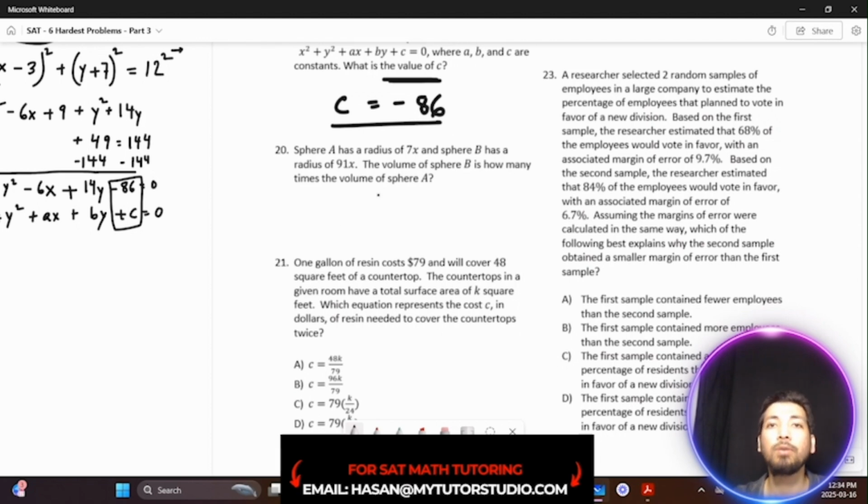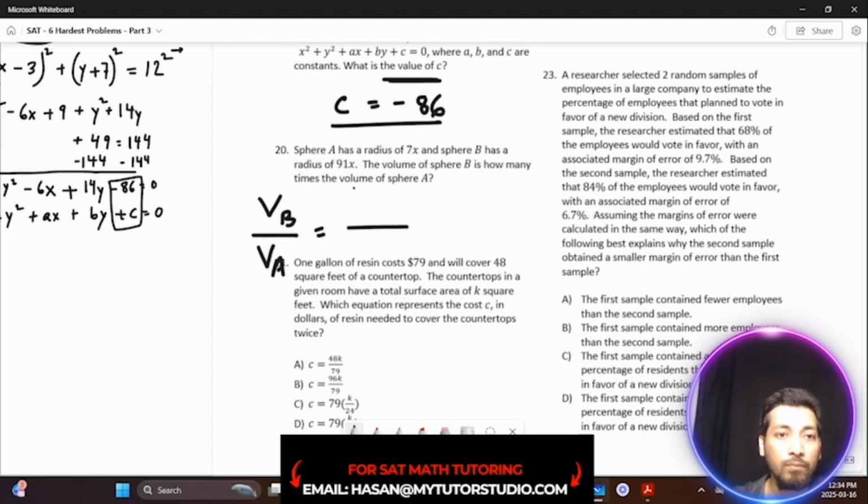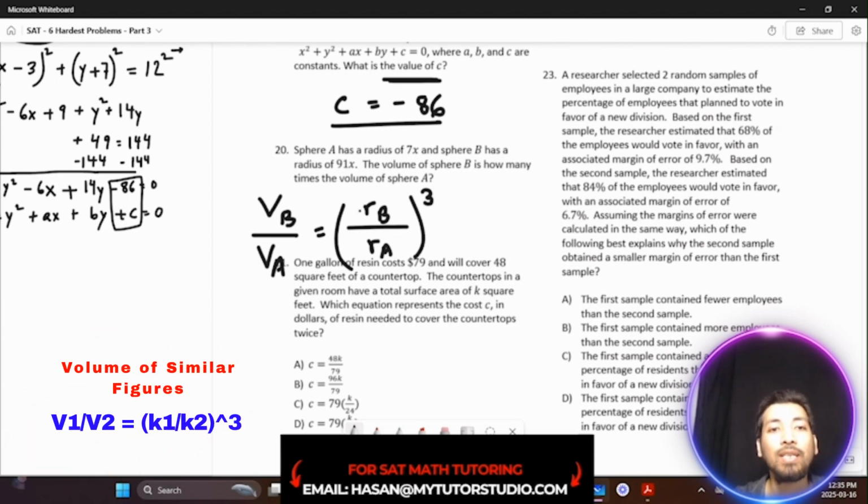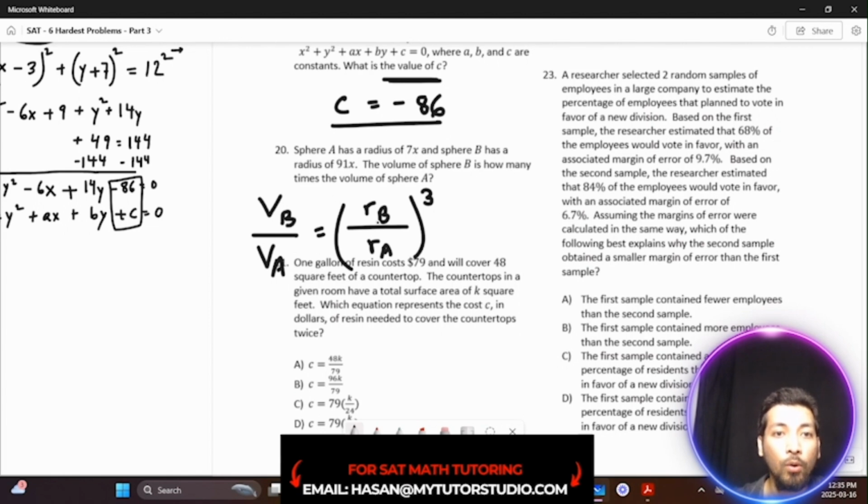If you want to compare volumes of two similar shapes, we put volume of B over volume of A is equal to the radius of B over radius of A, and then for volume we just cube this scale factor. So this ratio gives us the scale factor. We know that the radius of B is 91x and the radius of sphere A is 7x, and then we just cube that. 91 over 7 is 13 and x cancels out.